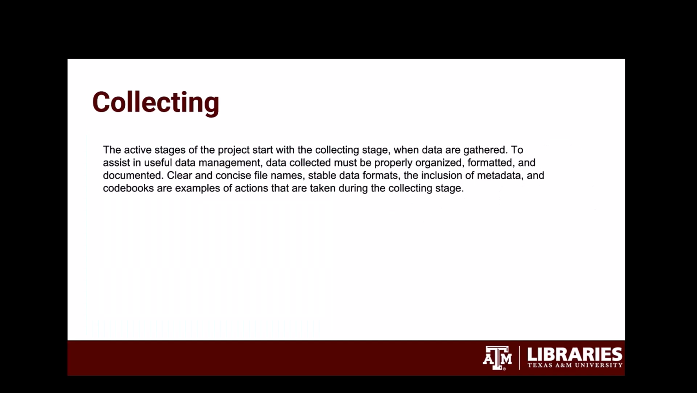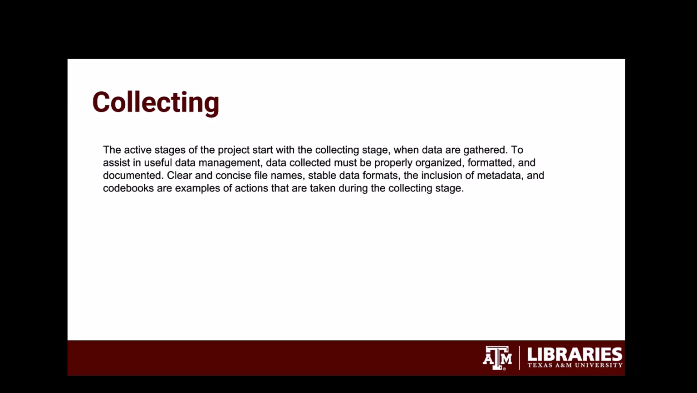The active stages of the project start with the collecting stage, when data are gathered. To assist in useful data management, data collected must be properly organized, formatted, and documented. Clear and concise file names, stable data formats, the inclusion of metadata, and codebooks are examples of actions that are taken during the collecting stage. By taking actions in this stage that are applicable to your research data, you are providing future seekers and users of your data with data that are FAIR: findable, accessible, interoperable, and reusable.